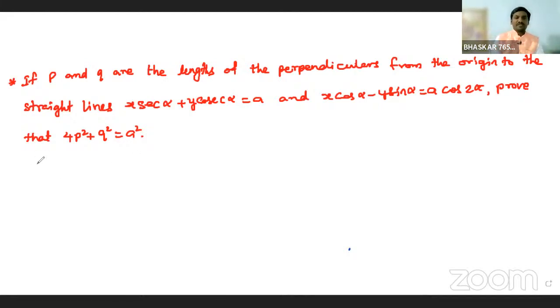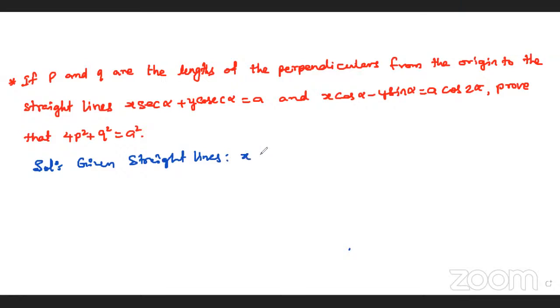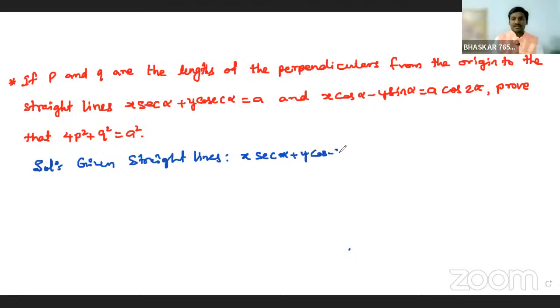Now, what is given here? We have to write the given data. p and q are lengths of the perpendicular from origin to the straight lines. What are the given straight lines? x secant alpha plus y cosecant alpha is equal to a, or we can write it as x secant alpha plus y cosecant alpha minus a equals 0.